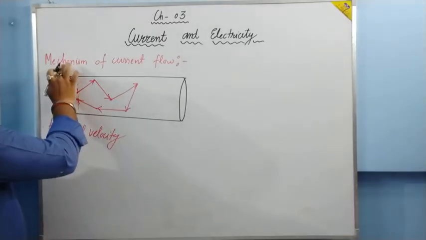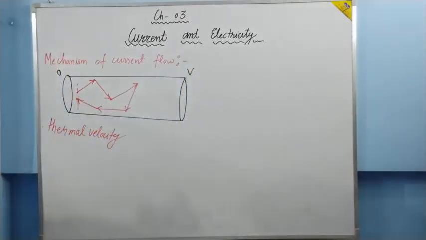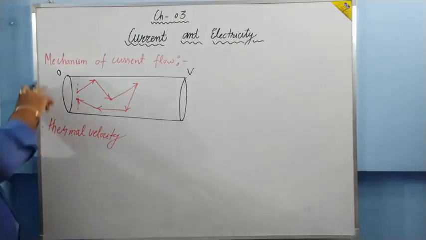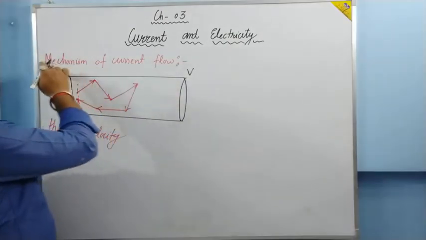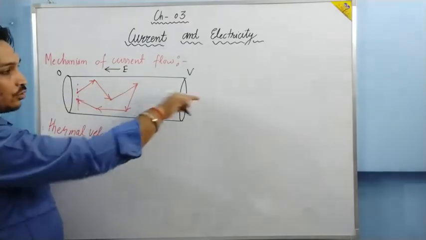Suppose we have applied a potential difference, 0 over here and V over here, lower, higher. Now, electron is a negatively charged particle. It has a tendency to move from lower potential to higher potential. So this potential difference will cause an additional force. Because of the potential difference, there is an electric field, and the electron will experience a force opposite to the electric field. Now in this direction potential increases, in this direction potential decreases, so the direction of electric field will be towards this side. The electron will experience a force towards that side.